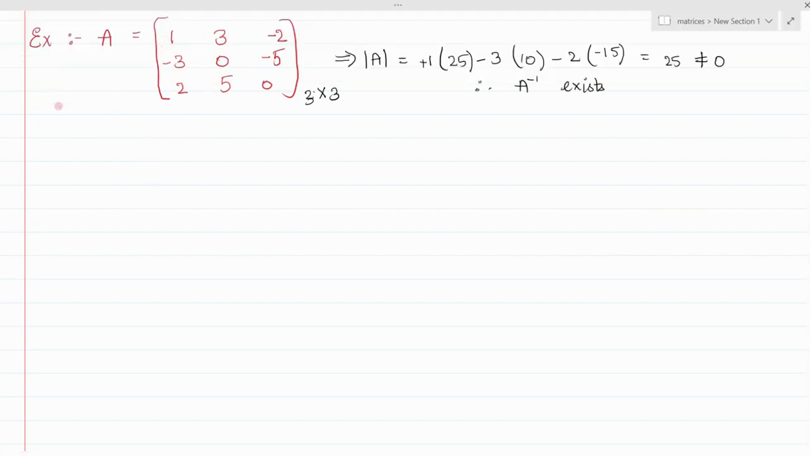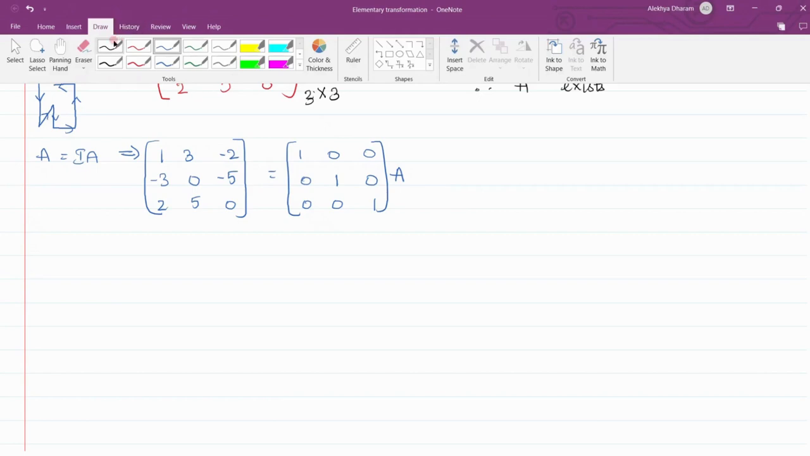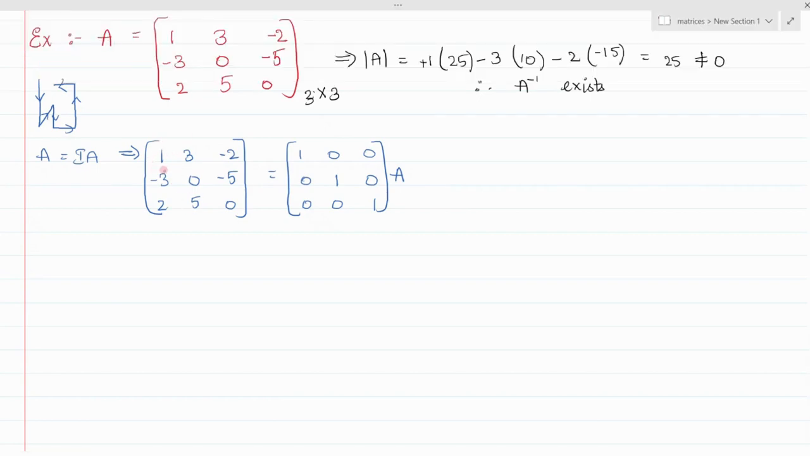We have already discussed a magic pattern to find the inverse of a matrix. What is it? It's something like this. So first, the basic step is to write A is equal to I into A. The first step is to convert this as 1, but here it is 1. So the next step is to convert this as 0.